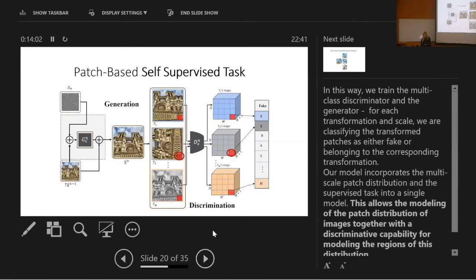So we train the multi-class discriminator and the generator for each scale and for each transformation. And we are classifying the transformed image as real or corresponding to one of the transformations. Our model incorporates the multi-scale patch distribution and the self-supervised task into a single model. And this allows the modeling of the patch distribution together with the discriminative capability of modeling the region of this distribution.